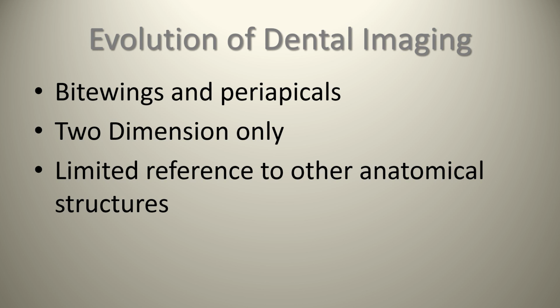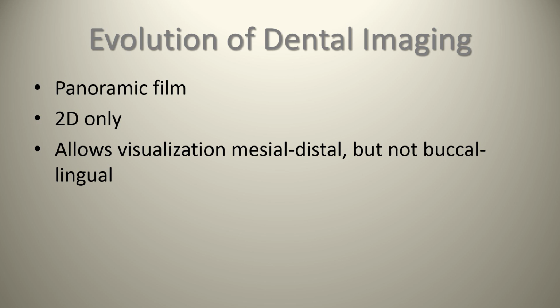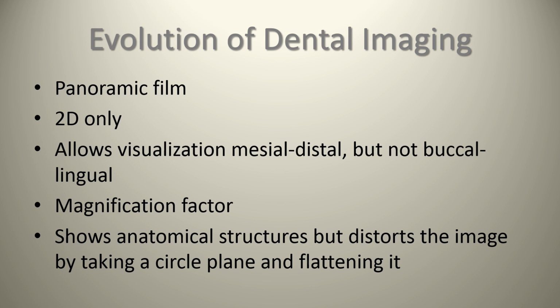So in terms of evolution of dental imaging, once again, we had the panoramic radiograph, which was introduced, and once again, it gave us a breadth of information. However, this was also only a 2-dimensional image, and it allowed visualization of mesial distal, but not buccal lingual relationships. There was also a magnification factor that became a bit of an issue, and this was anywhere from 20 to 30%, depending upon the system which you have. And panorexes would show anatomical structures. However, with the magnification factor, there would be some distortion of the image simply just by taking a circle plane and sort of flattening it.